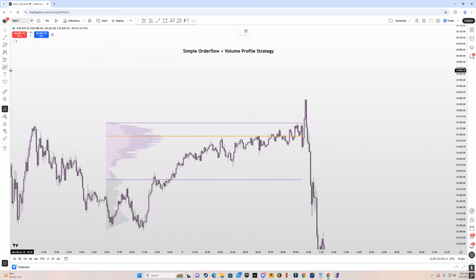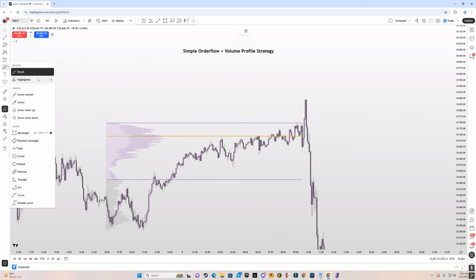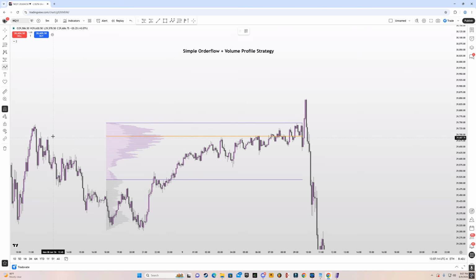So there are two types of setups with the volume profile. Number one, we have the failed auction setup, right? And number two, we have a breakout setup. Now, there are a lot of ways to take these trades, and I'm going to teach you the exact entry model and how you would approach this, okay?